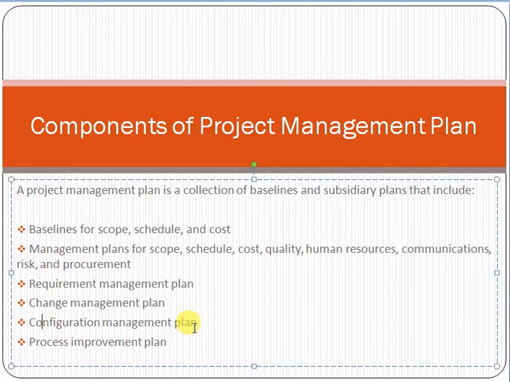Next one is the configuration management plan. Configuration management plan means, friend, what is basically a configuration? Configuration means the characteristics of anything, which could be physical or functional. For example, if a car has 4 wheels, that is its physical characteristic.